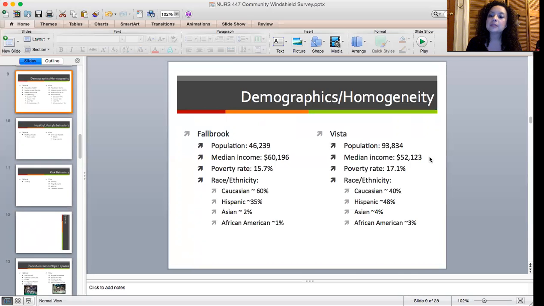In Vista, population is about 93,000. Median income 52,000. Poverty rate 17.1%. So race and ethnicity, Caucasians about 40%, Hispanic 48%, Asian 4%, and African American 3%.